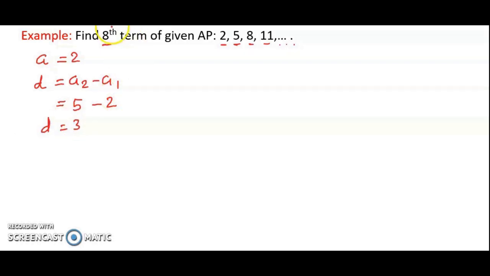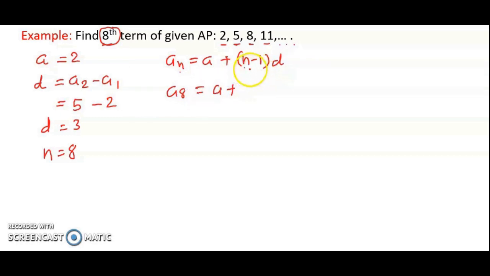Now here we want to find the eighth term of the arithmetic progression. It means n is 8. So if you use the formula an equals a plus (n minus 1)d, here in place of n we will put 8, so a8 will be equal to a plus (8 minus 1)d, or we can directly write a8 equals a plus 7d. You can use this formula directly.